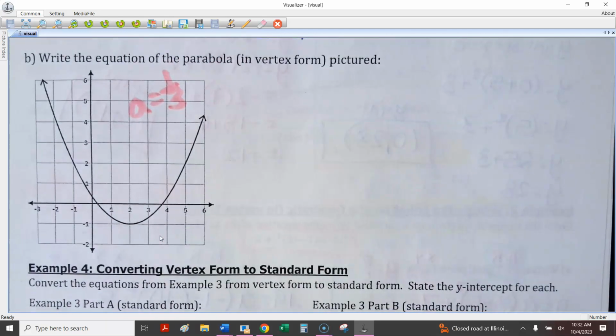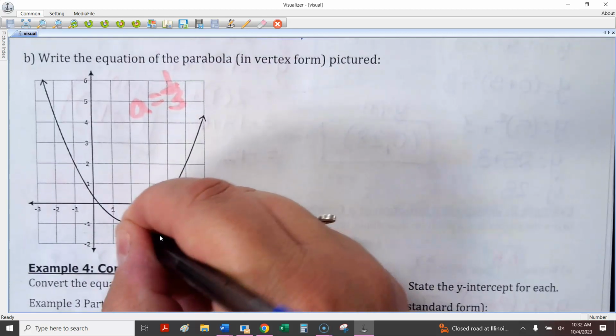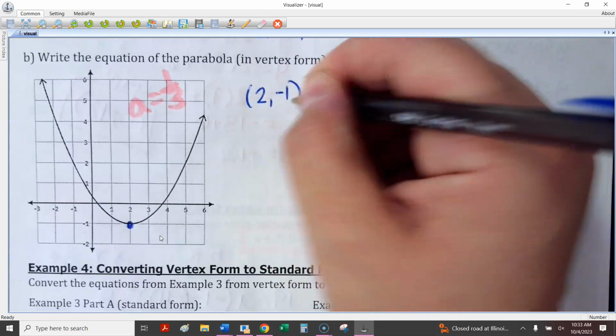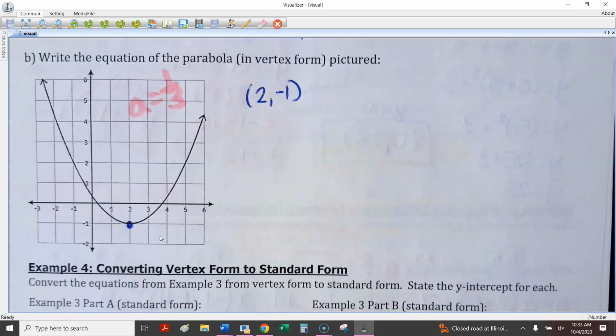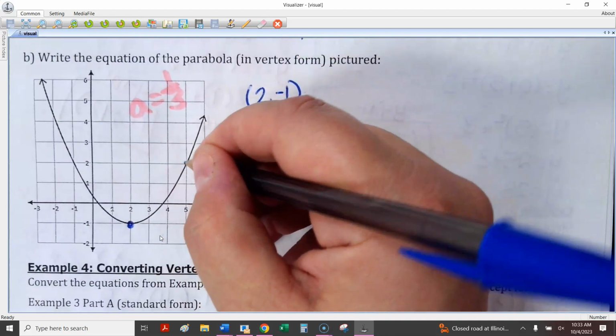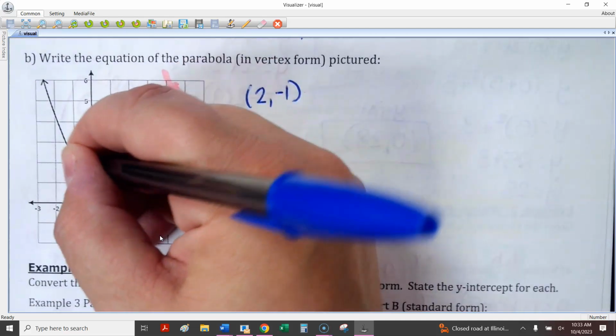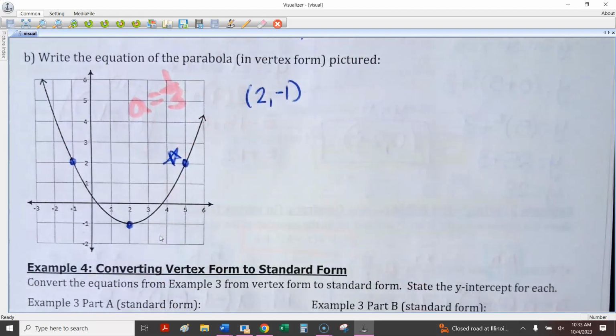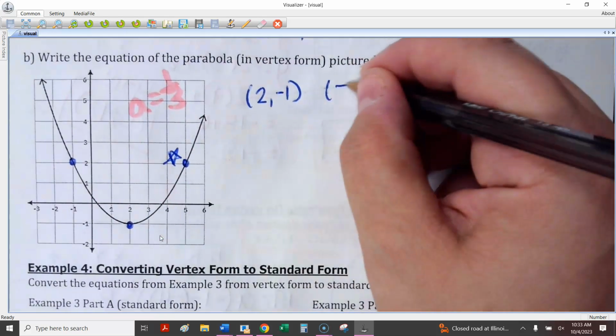If you're like, where did you get that? So grab yourself a vertex. So 2, -1, and any other nice point. Really, we don't have too many options here. I've got 5, 2, and I've got -1, 2. I'm just going to pick the 5, 2, so I don't have to mess around with the negatives.